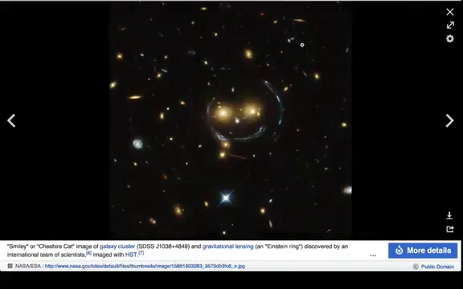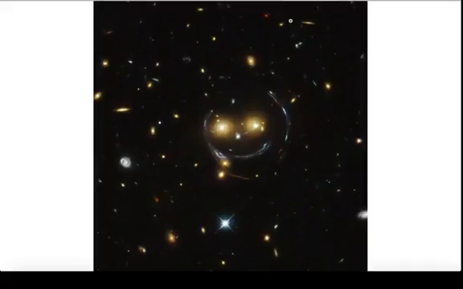So another famous example that I had shared on the livecast slate advertising the show tonight is the smiley or Cheshire cat image. It's a galaxy cluster and gravitational lensing Einstein ring discovered by a team of scientists with the Hubble Space Telescope. So we have a bunch of galaxies here, and then we have a galaxy behind it that's creating this Einstein ring. And so it makes the little smiley face. And if you watch Alice in Wonderland, it looks like the Cheshire cat.